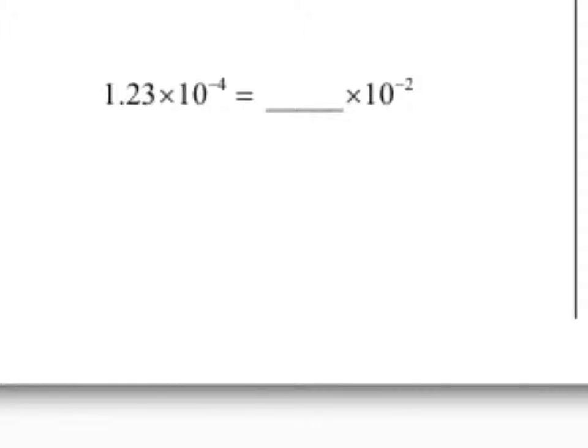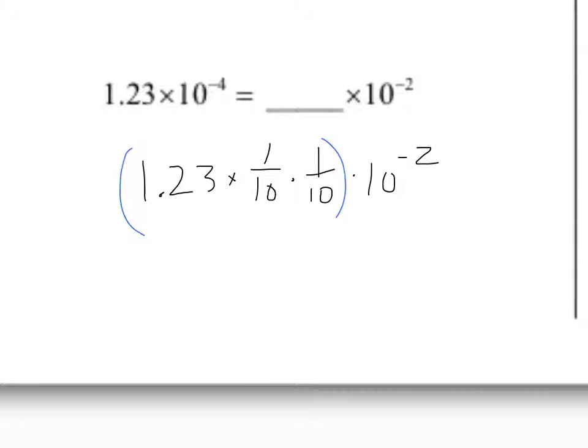All right, last one. I have 10 to the negative 4th, so do I need to take away from my box of 1/10 or add to my box of 1/10? Yeah, we have to take away from it, so I'm going to take away the 2 1/10. So it'll be times 10 to the negative 2nd power. So we have these multiplications, 1.23 times 1/10 times 1/10, so that means that moves the decimal twice, 0.0123 times 10 to the negative 2nd power.